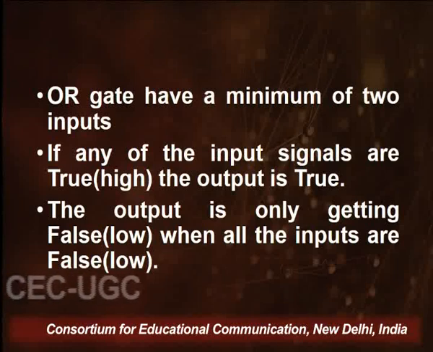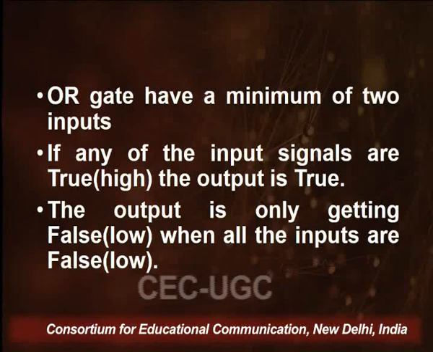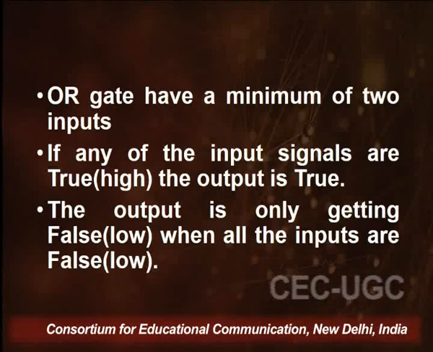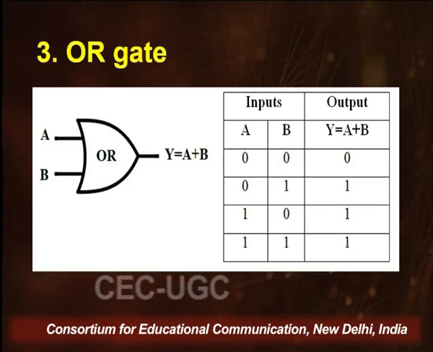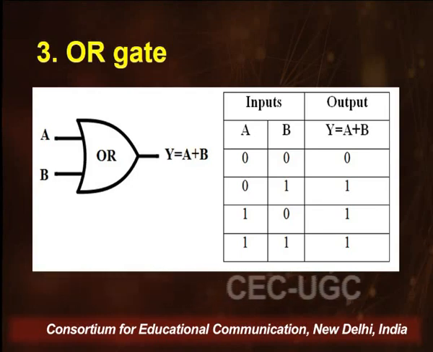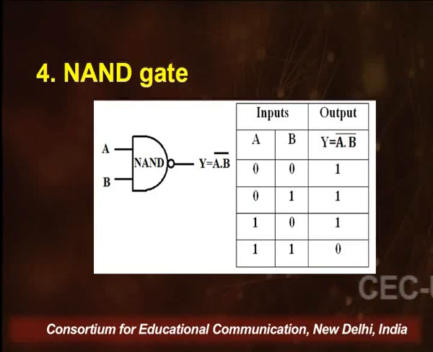The output is only getting a false when all the inputs are false. Just going back to the table again, this is what I just read. Both inputs false, the output will be a false, else all the outputs would be a 1. The next one is called a NAND gate.